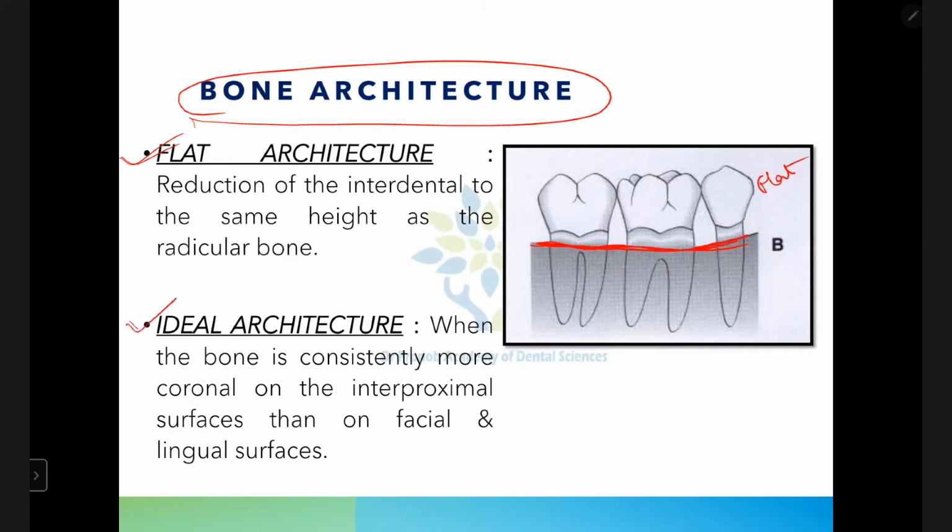Now, what is ideal architecture? Ideally, how should the architecture be? As we have seen, the interproximal bone should be coronal to the labial bone, isn't it?